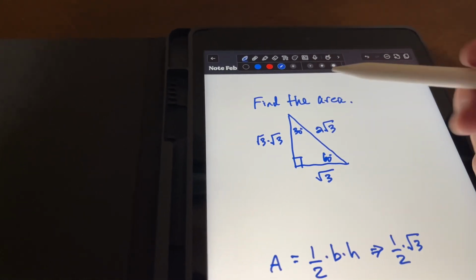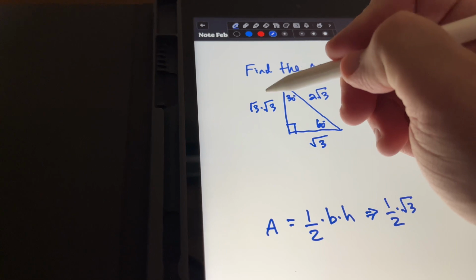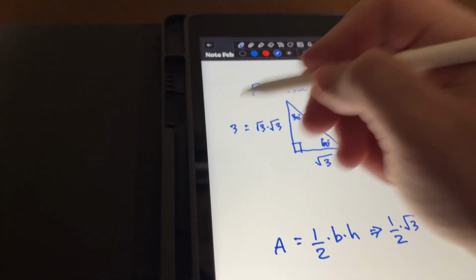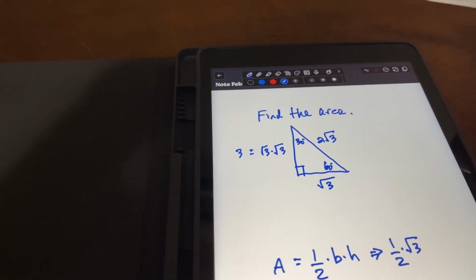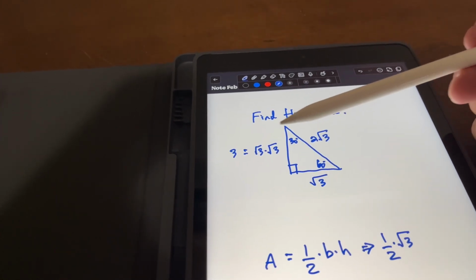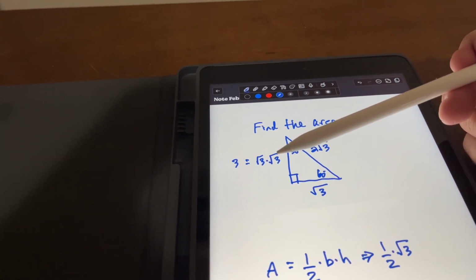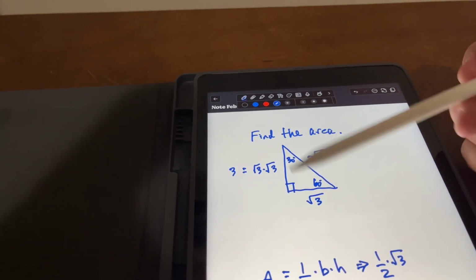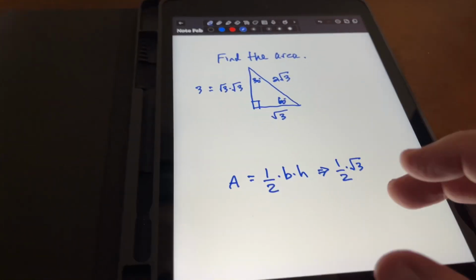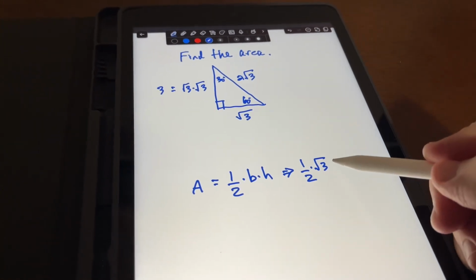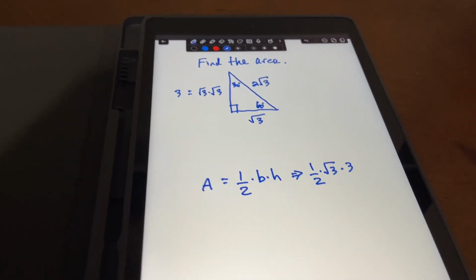Well, the square root of 3 times the square root of 3 is the square root of 9. So that equals 3. And hopefully you know that the square root of 9 is 3. So this is just 3. So I can fill that in now. So here is the height, 3.